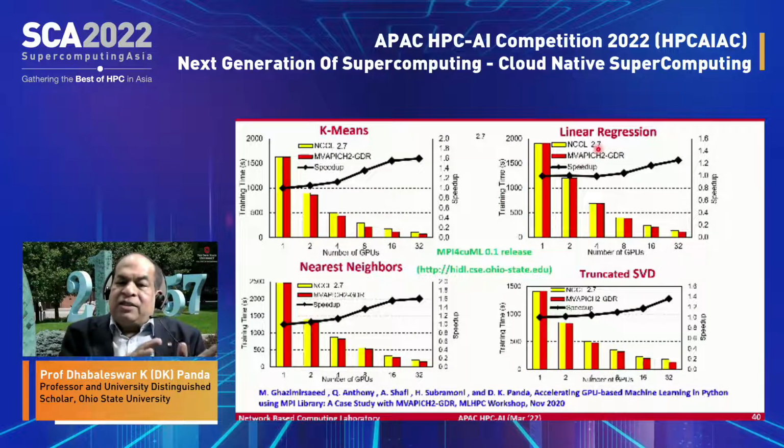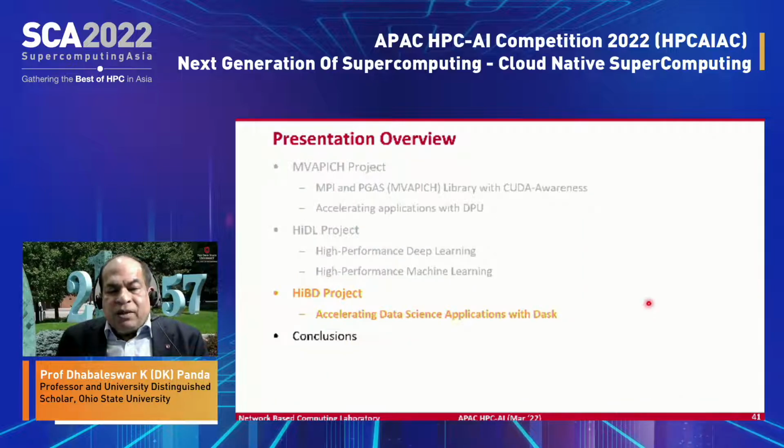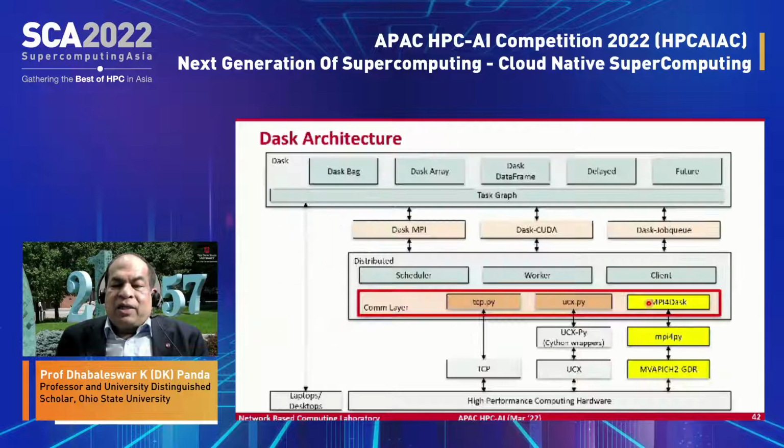This was last year's paper, MVAPICH2-GDR with the NCCL version available at that time. As you can see, we are able to give speedups of almost a factor of 1.6, 1.4, 1.4. These are very common machine learning algorithms, and we are able to push the performance. Similar to high performance deep learning and machine learning, we are also looking at data science applications, the newer generation applications which are coming.